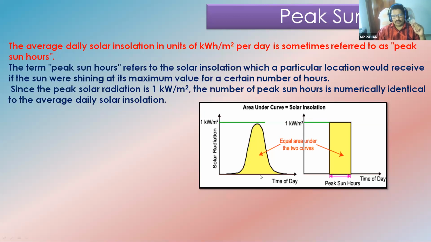There is no power supply system, no insolation. From 9 o'clock onwards up to 3 o'clock, we are getting the maximum solar insolation. At noon, we are getting the peak solar insolation. Normally, how much energy we get from the solar module, we calculate, and at the end of the day, we say so many kilowatt hours per meter square per day.